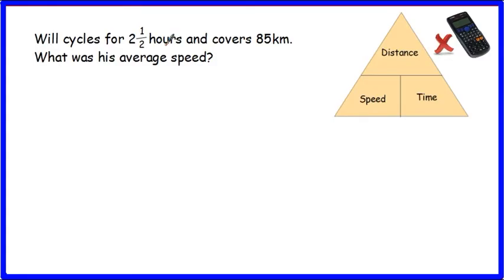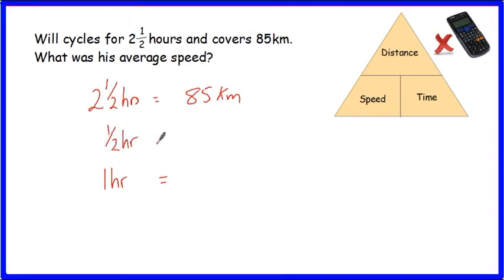Bill cycles for 2.5 hours and covers 85 kilometers. What was his average speed? This is where it could be more difficult to do 85 divided by 2.5. So I would go like this. 2.5 hours is equal to 85 kilometers. Now, you want the time to be 1 hour. Now, I am looking for something that goes into 2.5 hours and 1 hour. And I'm going to choose half an hour.